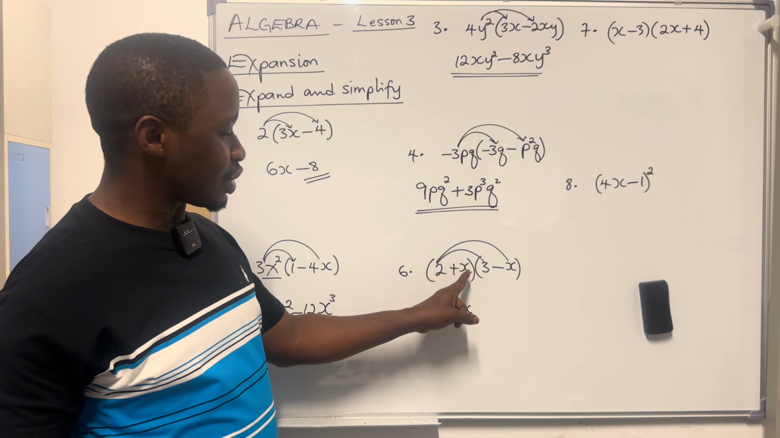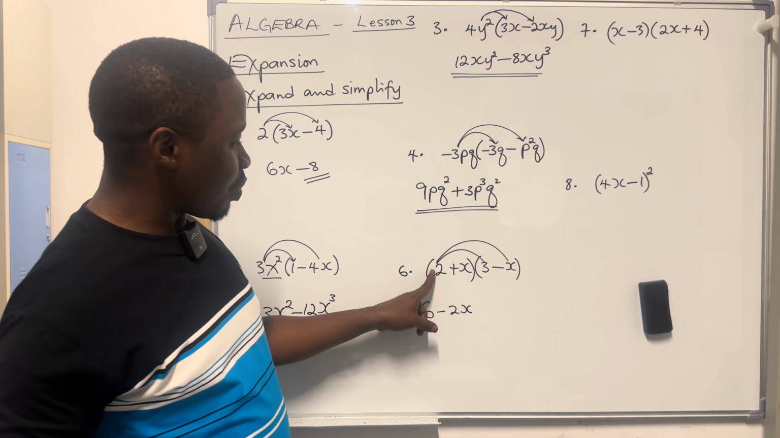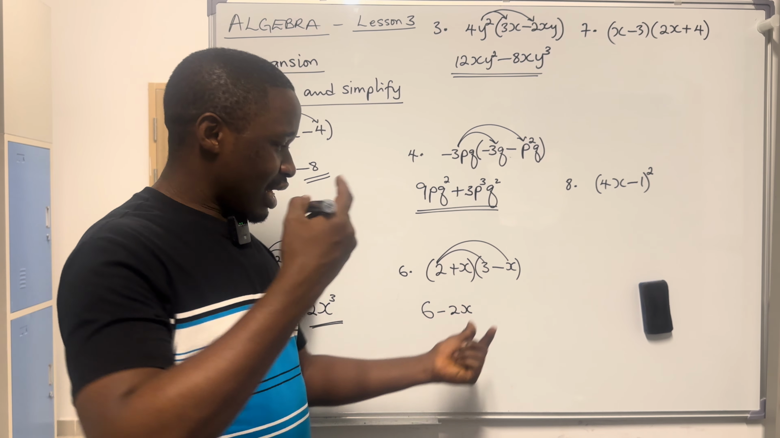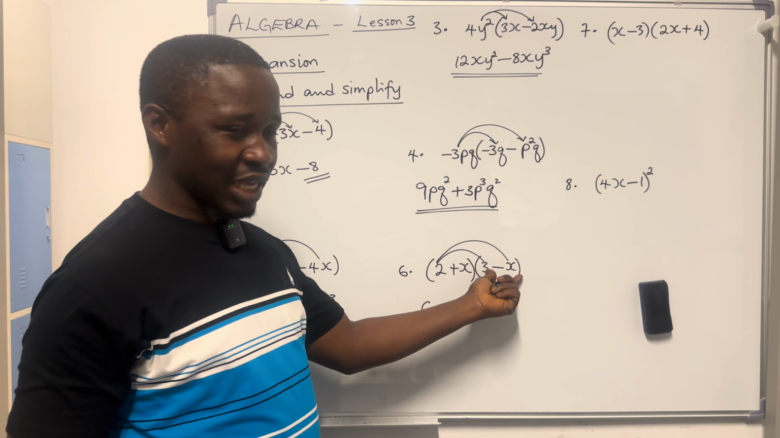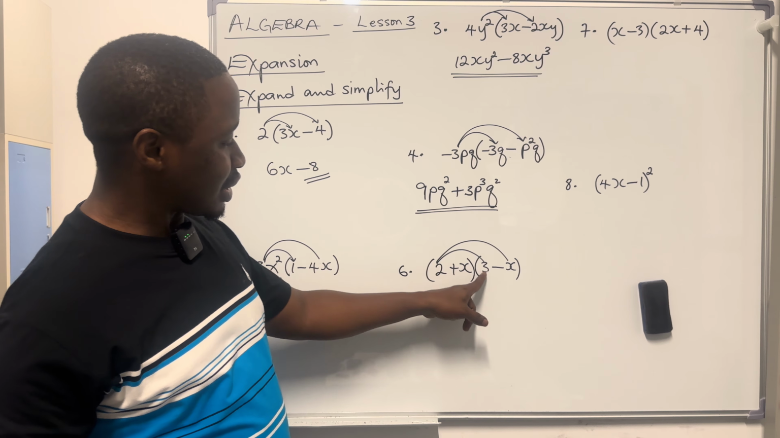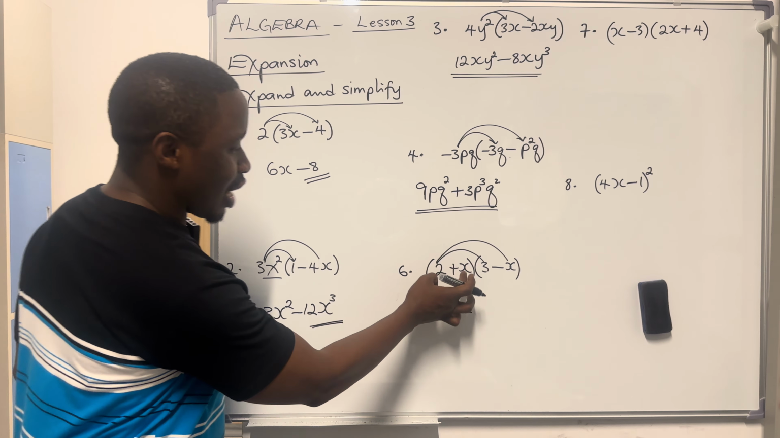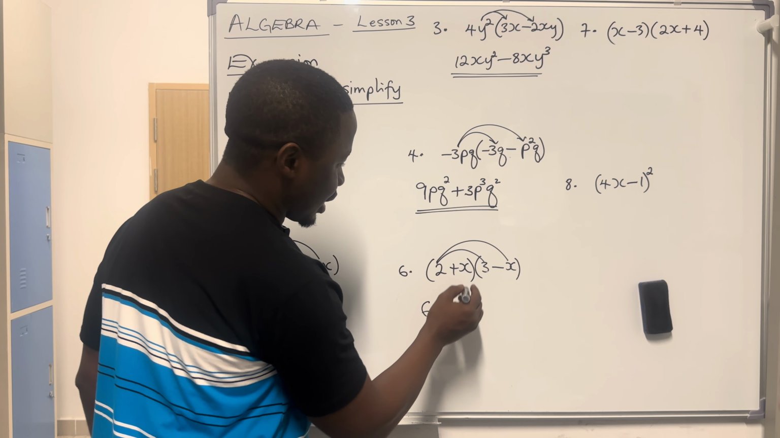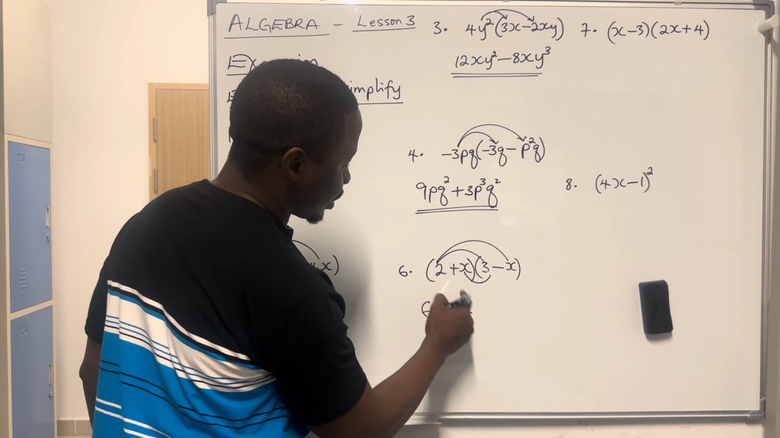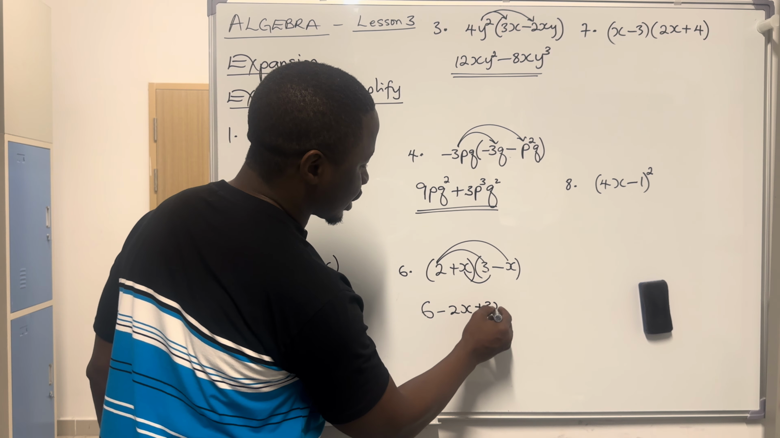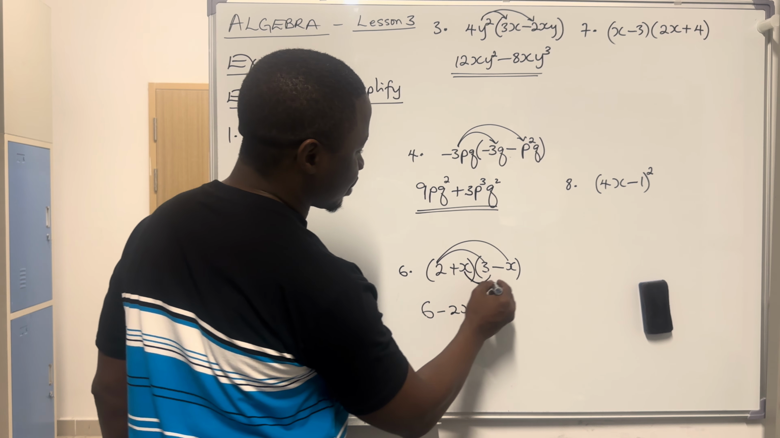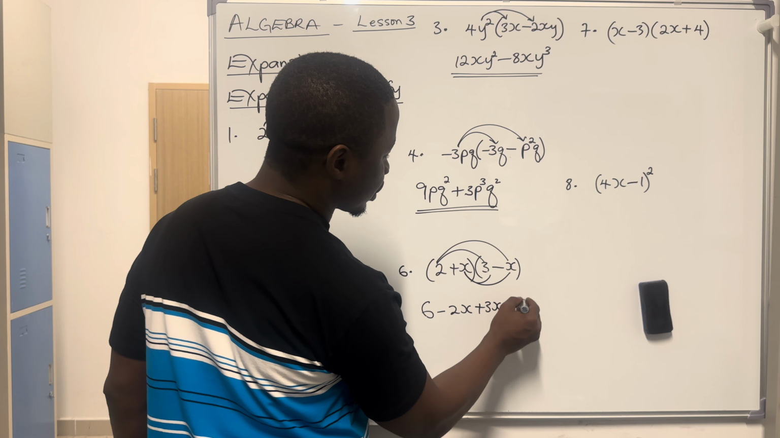This 2 multiplies everything here. Likewise, this x multiplies everything here. So 2 times 3 is 6. 2 times minus x is minus 2x. Now, time to use what? x. x times 3 is 3x. x times minus x is minus x squared.